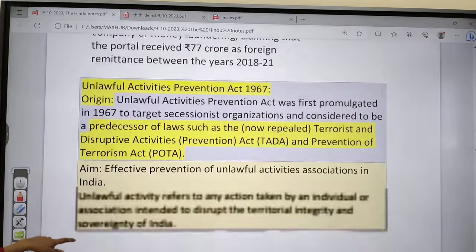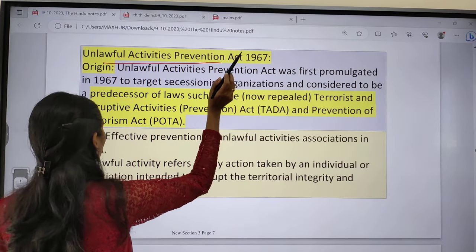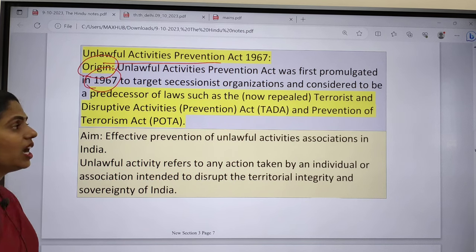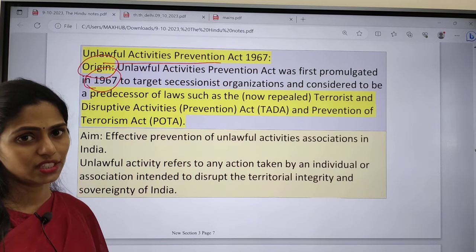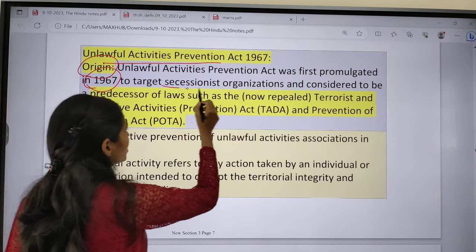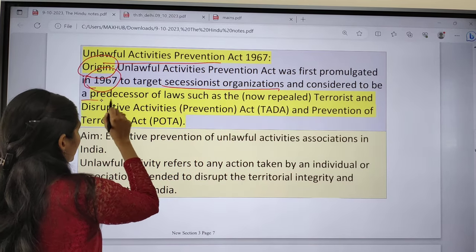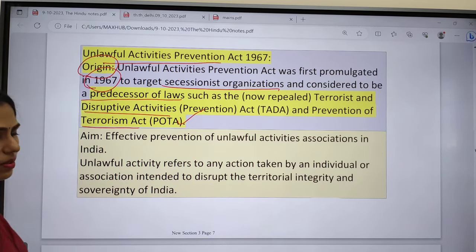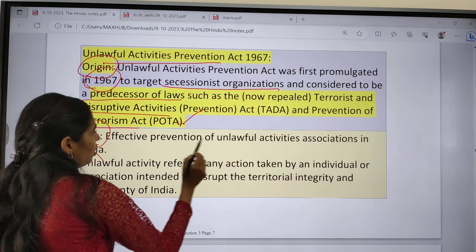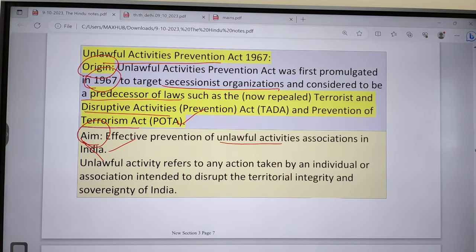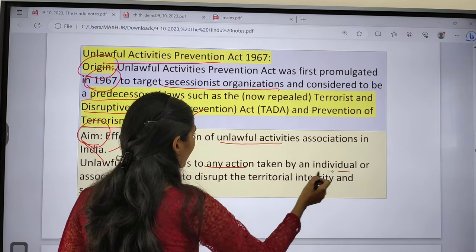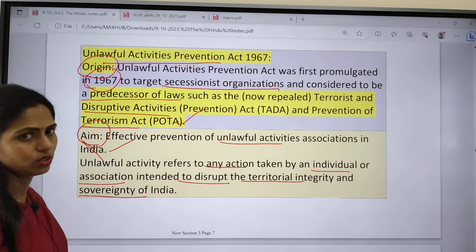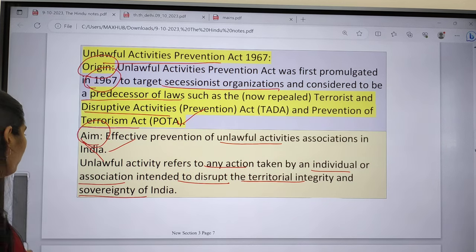Now some facts regarding the Unlawful Activities Prevention Act. The UAPA was first promulgated in the year 1967, and at that time we had a lot of problems addressing terrorist organizations. To target secessionist organizations, and considered a predecessor of laws like TADA and POTA, we came up with this Act. The important aim is to prevent unlawful activities and associations in India. What is unlawful activity? It refers to any action taken by an individual or association which is intended to disrupt the territorial integrity and sovereignty of India.